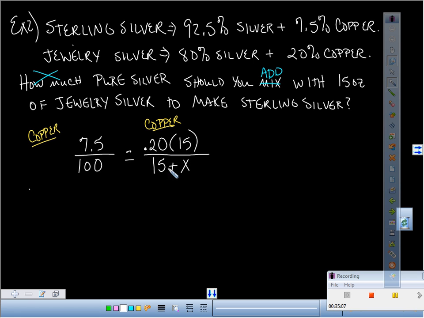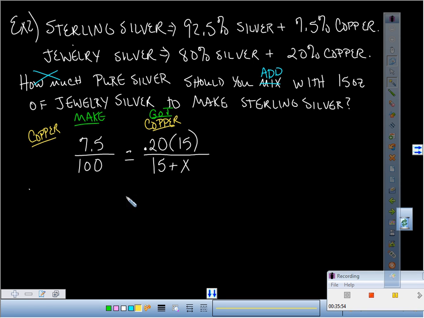This part is confusing, but listen to me. Every time, this is what you're going to do. Whatever you're working with over here, you're going to take what percent of what I got. This is what you're trying to make. This is what I got. What do you have? 20% copper out of 15 ounces. So I multiply those on the top. Out of, what's the whole thing? Well, I have 15, but I added X amount of pure silver to it, so now I have 15 plus X.